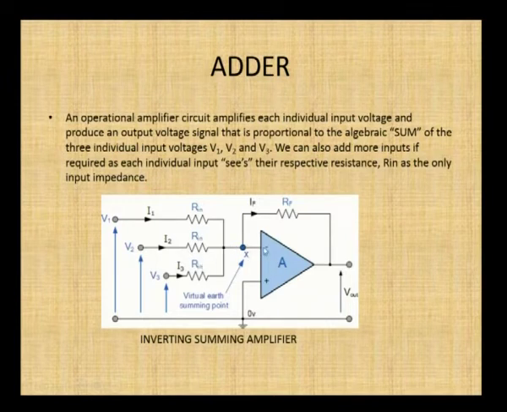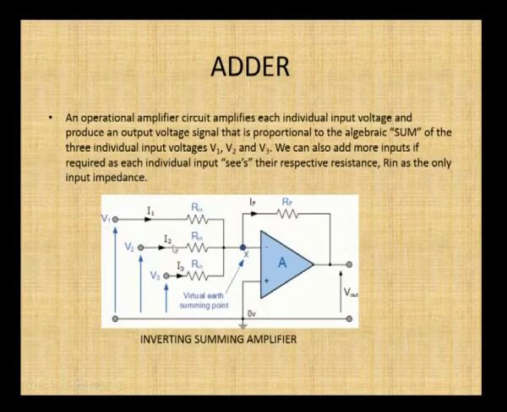Instead of giving the inputs to the negative terminal, if you give the inputs to the positive terminal, this circuit is called a non-inverting adder circuit. So, this point is the virtual earth summing point. Why it is virtual earth is, this positive terminal is grounded, so the difference between the potential at these nodes has to be 0. So, this terminal has 0 voltage and so this terminal is also assumed to be 0 voltage.